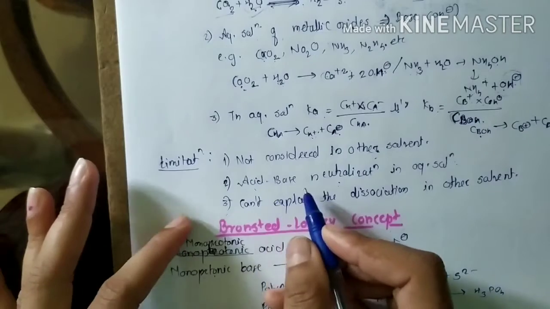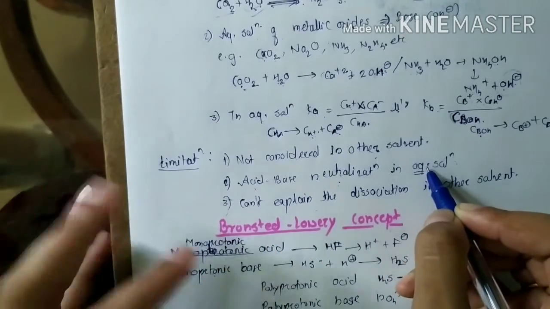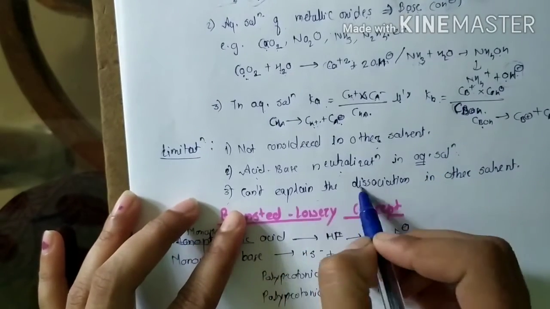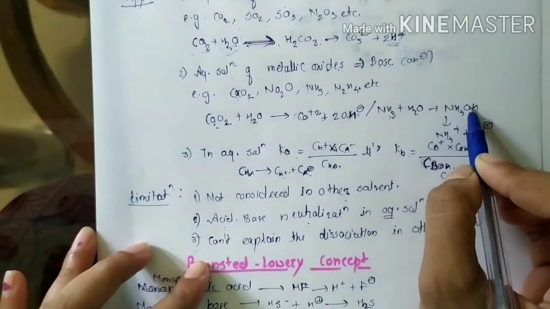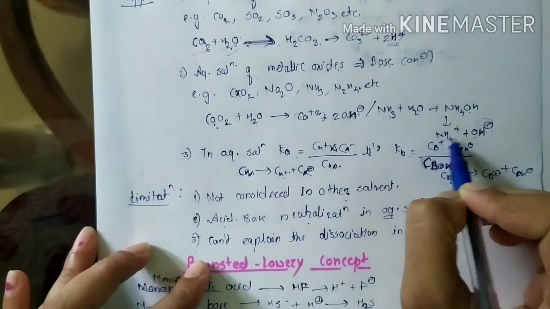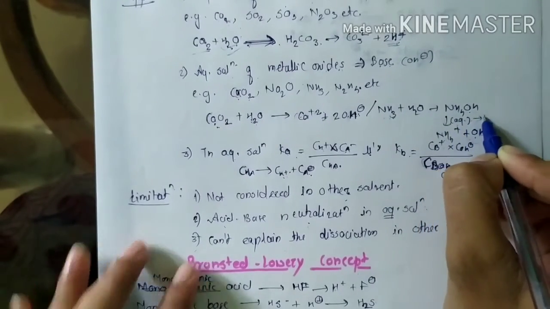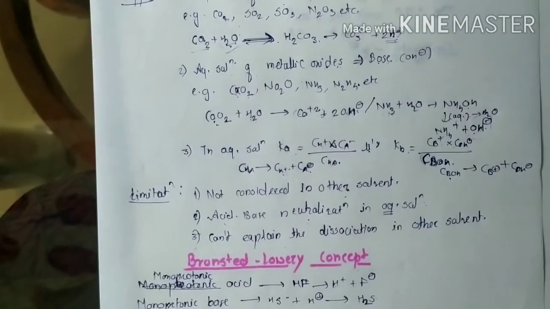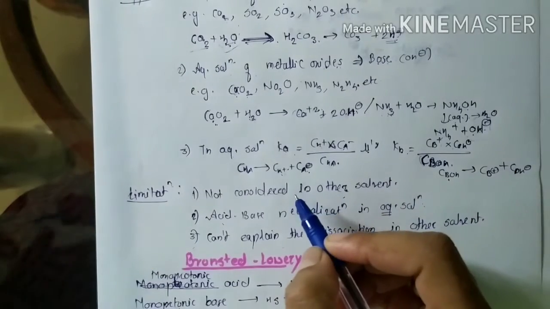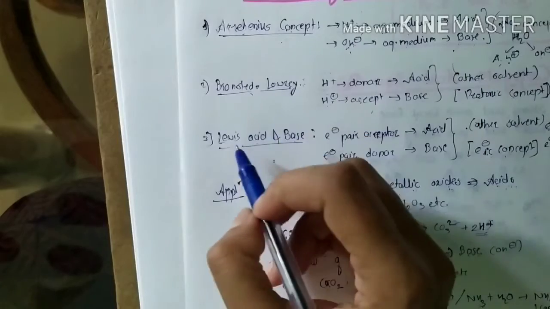Next one, acid-base neutralization is also explained by Arrhenius, but in aqueous solution only, not in other solvents. And third, it can't explain dissociation in other solvents. For example, ammonia dissolved in water forms NH4OH, but it again dissociates into NH4 plus and OH minus. This also happens in aqueous medium. That means a water medium is required, and that's why we need to learn the concepts of Bronsted-Lowry and Lewis acids and bases other than the Arrhenius concept.